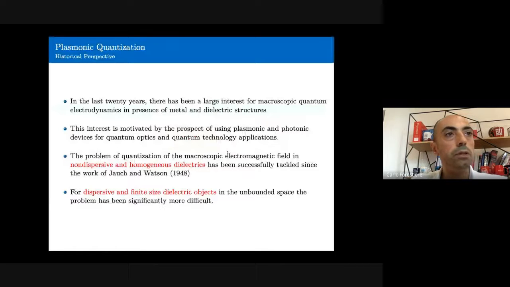This is very important because in the last few years, as you have surely seen in this summer school, there is a lot of interest in quantum technology. In particular, you have surely seen from the news that many companies are participating in a race to build a quantum computer with as many qubits as possible.